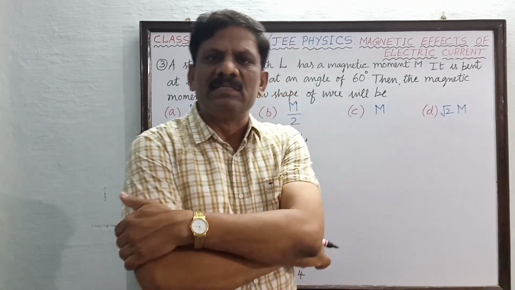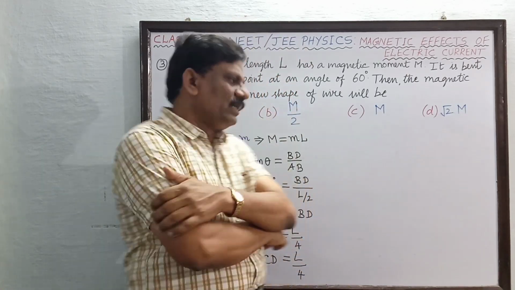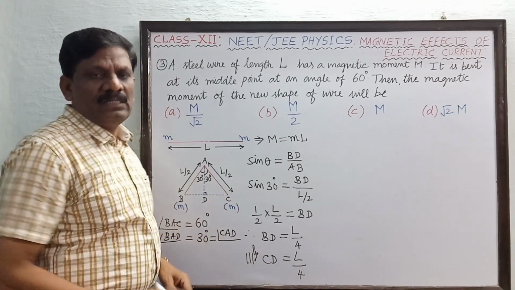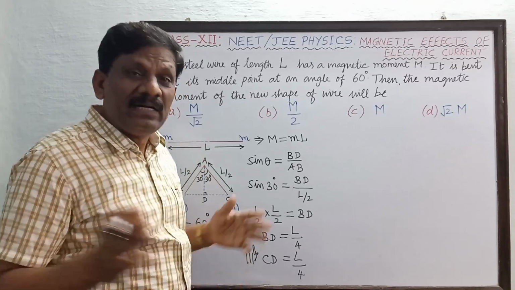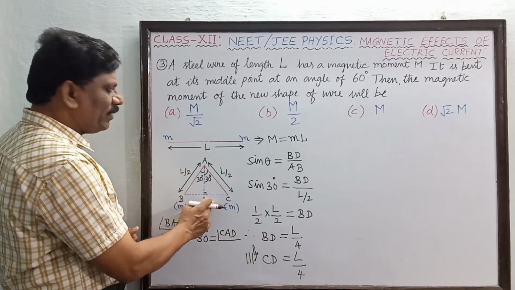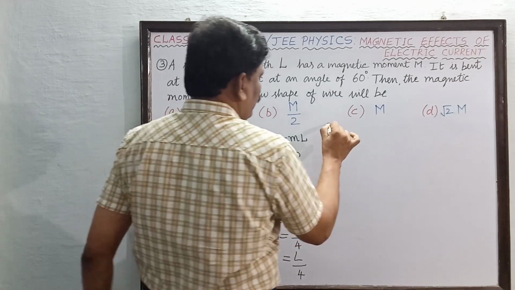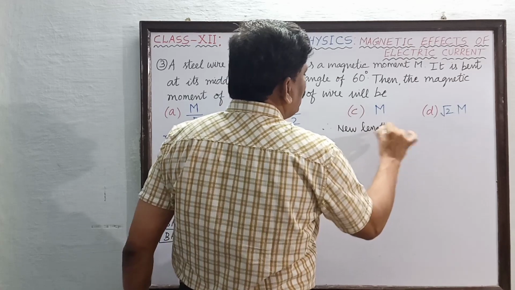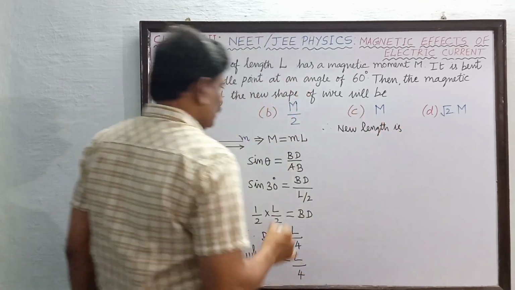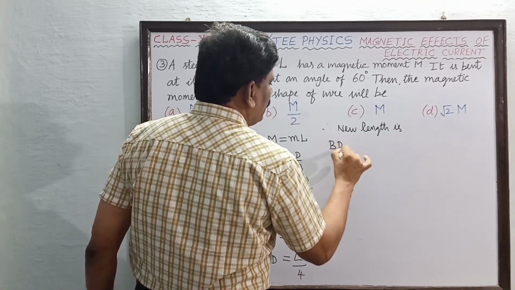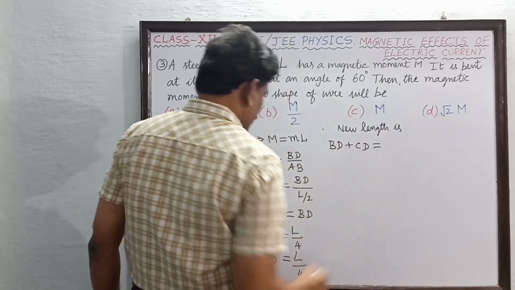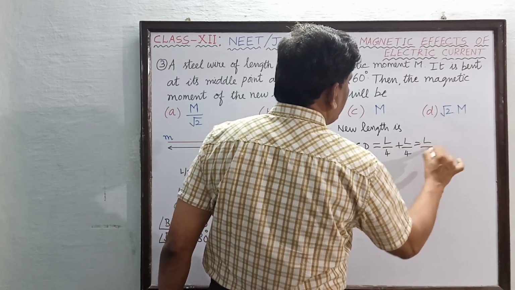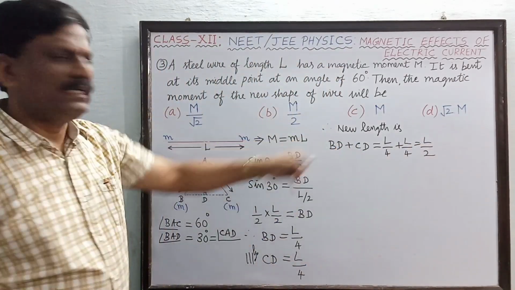Have you all understood up to this? So from sine theta I have got an expression for BD as well as CD. Both are equal. Therefore, what should be the new length between the two end points? It is BD plus DC, is it not? Therefore, the new magnetic length is equal to BD plus CD, that is L by 4 plus L by 4, which is equal to L by 2. Understand?